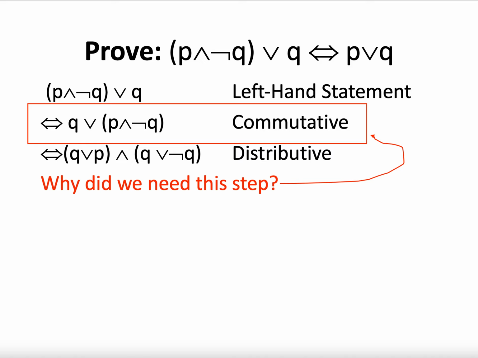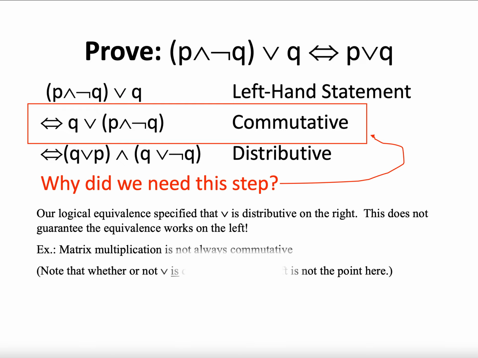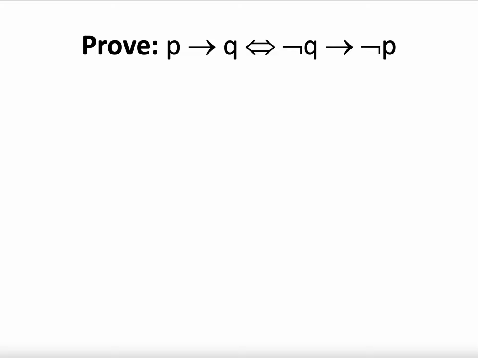Now if we want to prove P or negative Q and Q, if and only if P or Q, our left hand statement is given to us. Our commutative law says that you basically need to be able to show that it's all distributive on the right. This does not guarantee that the equivalence works on the left, but the matrix multiplication is not always commutative. So once you have that, whether or not your OR statement is distributive on the left is not the point. You need to prove that it actually works.